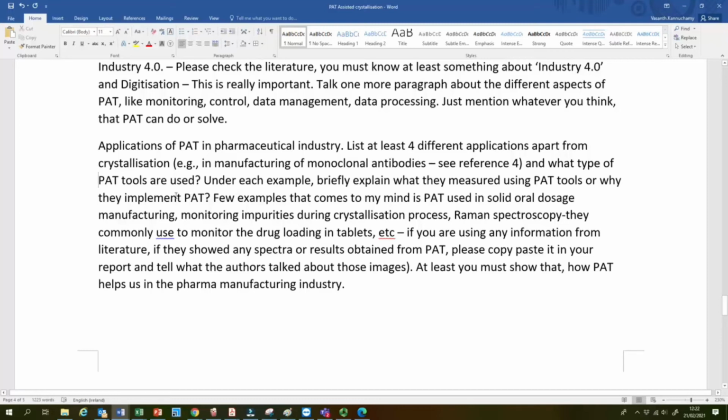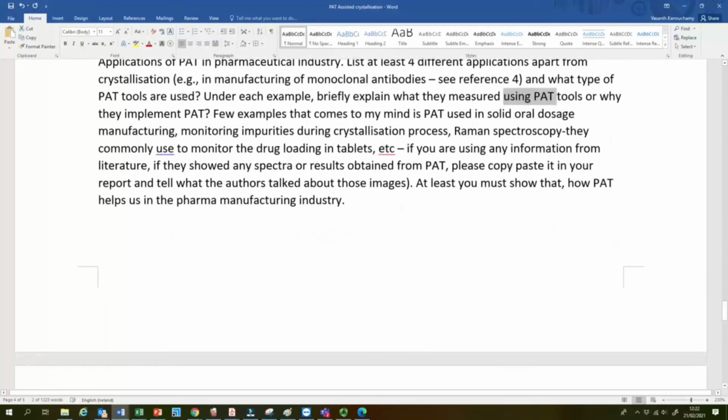industries or different applications. Under each example, explain what PAT tool they used, and what they actually measured using that PAT tool. These are a few examples that come to my mind. I typed something, but there are many we can find in the literature. Mainly in solid oral dosage manufacturing, and you can also include something related to crystallization.